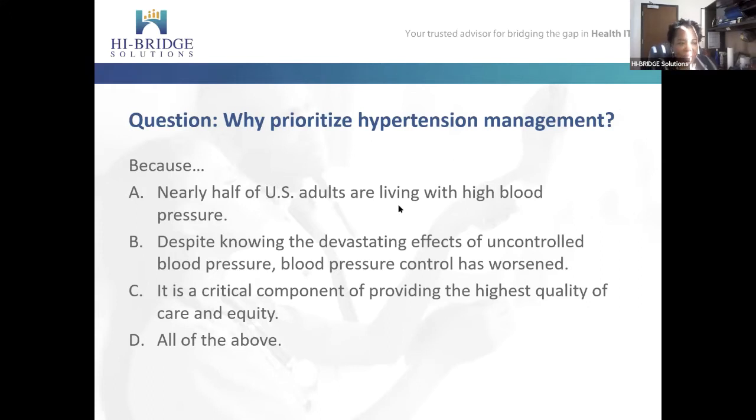Okay, so about 100% said all of the above. Why prioritize hypertension management? Because nearly half of US adults are living with high blood pressure. Everyone answered all the above. Nearly half of the US adults are living with high blood pressure. Despite knowing the devastating effects of uncontrolled blood pressure, control has worsened. It is also a critical component of providing the highest quality of care and equity. So all of the above, thank you guys for participating.